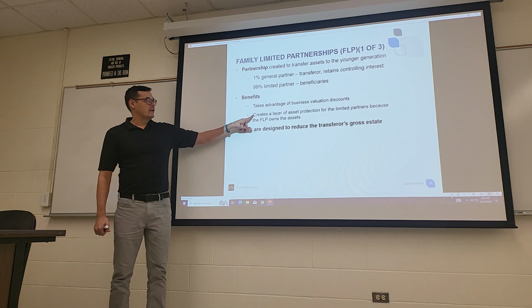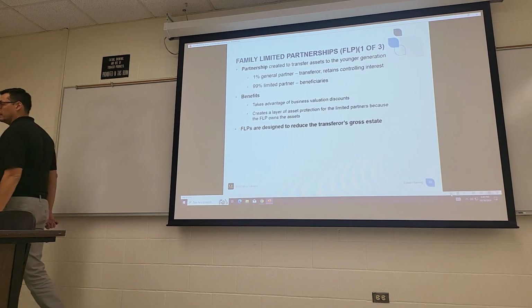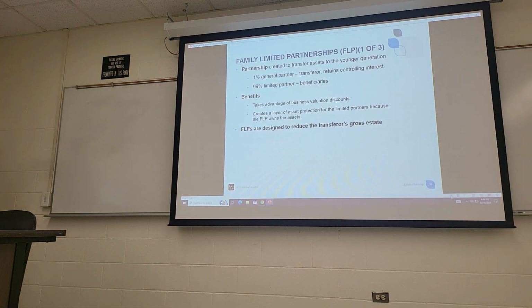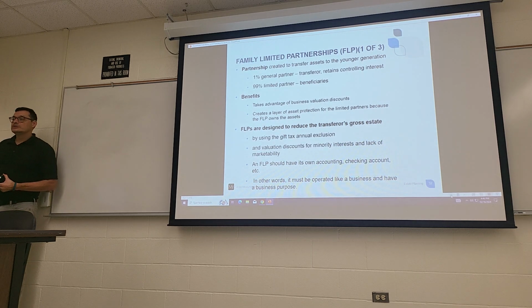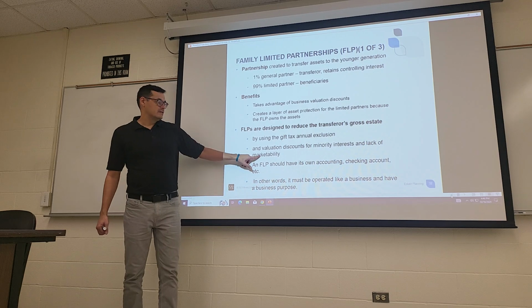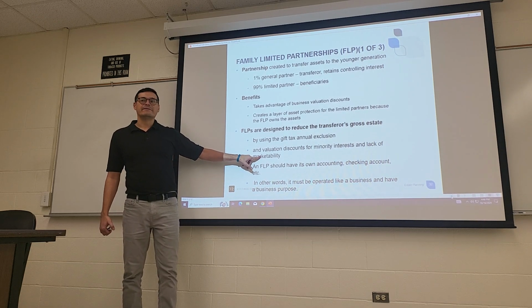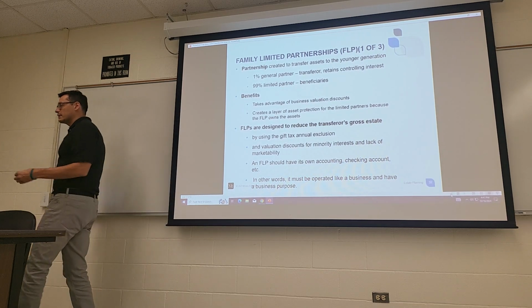You also create a layer of asset protection from creditors, because it is a limited partnership. Are you familiar with business structures? Limited partnership. What they're designed to do is reduce the value of the business because of the lack of marketability. Let's say this is a family-owned farm, we're not going to sell to anybody else. Not a lot of people want to take over family-owned farms. So it's not very marketable. It's not like stock.